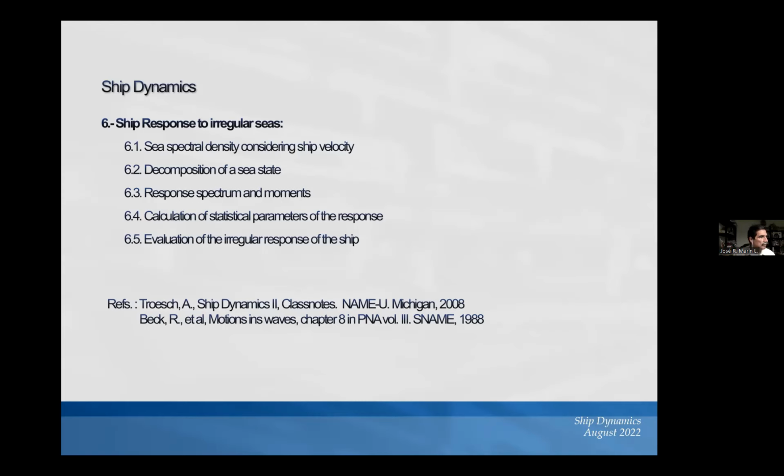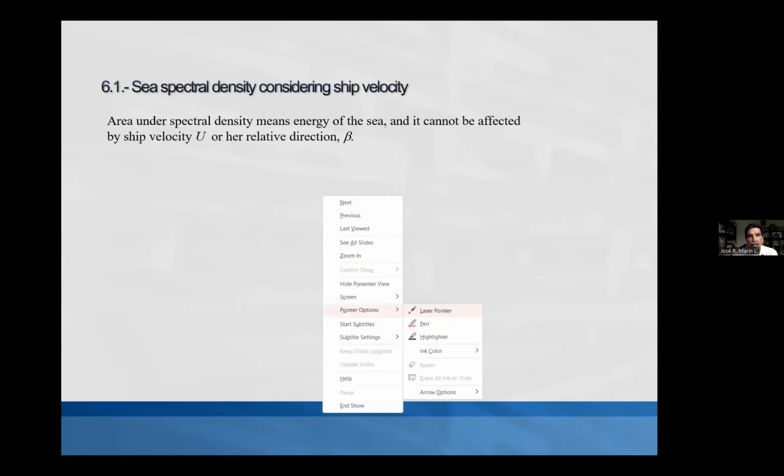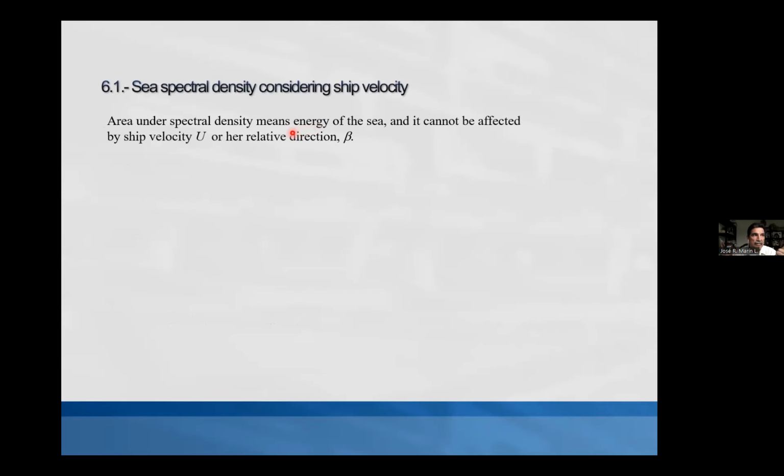Okay, so we know that the area under the spectral density means energy of the sea. Remember, we did something about that in here. We said energy per unit area, and we also divided by the specific weight of the water, since it's a very common concept. And the result is a spectrum.